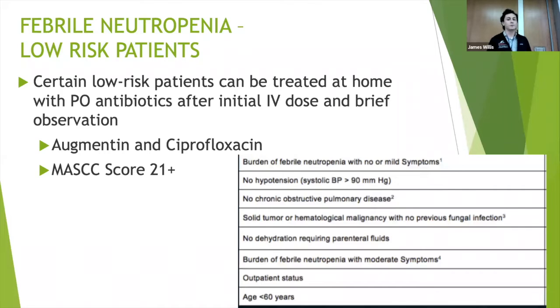Bacteria are the most common cause of infectious etiologies in neutropenic fever. And if they're low risk and without any of the other comorbidities, these would be eligible. And then Cipro or Levo, in our case we don't have Cipro, with Augmentin are the recommended initial empiric agents.